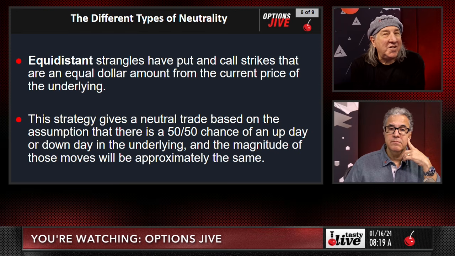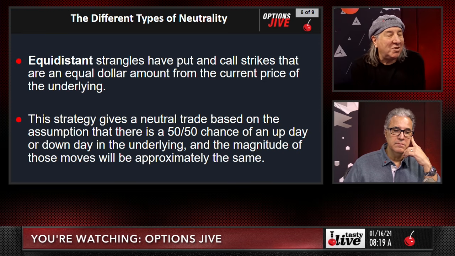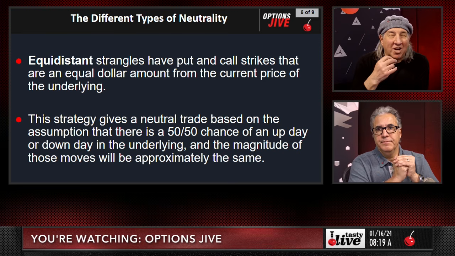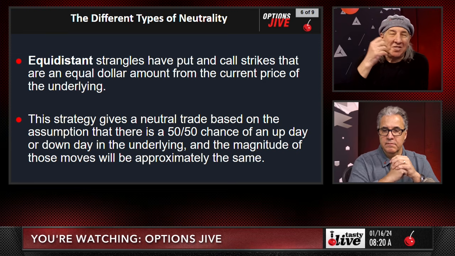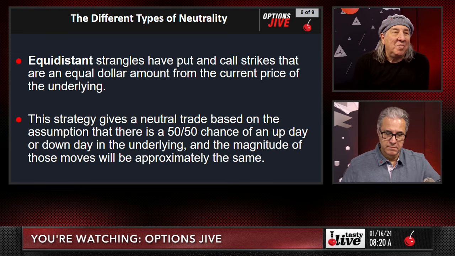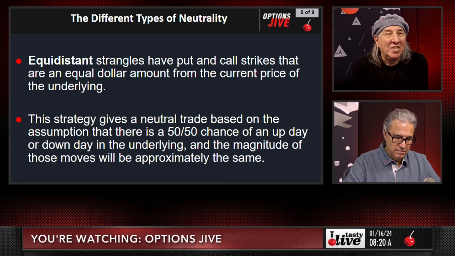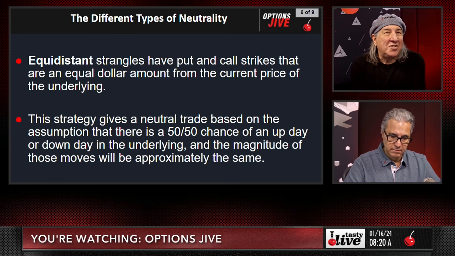This one is something that a lot of traders use. They go equidistant. Equidistant strangles have put and call strikes that are an equal dollar amount from the current price of the underlying. People tend to do this more for iron condors and the short strikes, but they'll go, oh, something's trading at 100. Well, I'll sell the 90 puts and the 110 calls. It's harder in the SPY because it's almost $500. But if you're talking about a $100 stock, you go, I'm just going to sell the 90 puts and the 110 calls. That's equidistant strangles.